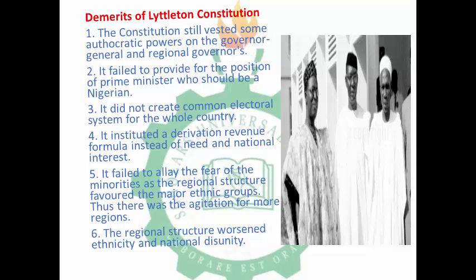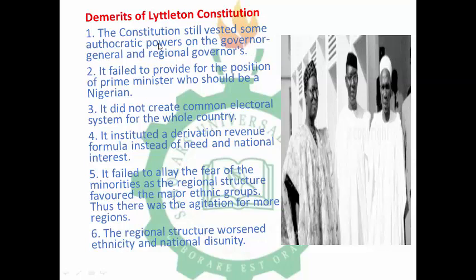So then we move to the demerits or disadvantages of the Lyttleton Constitution. Number one here is that the Constitution still vested some autocratic powers on the governors, the Governor General and regional governors. There is no way we can talk about colonial rule without them exercising a certain level of dictatorship, tyranny and oppression in the country, since they are still there as our real executive head. So the governor also exercised some autocratic powers over the regional governors, that is the premiers, and to some extent he oppressed the regions in the country.